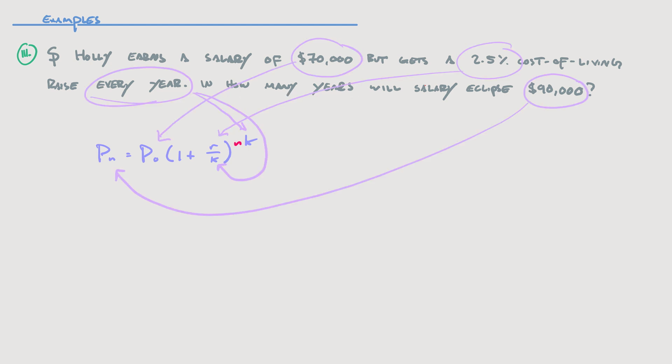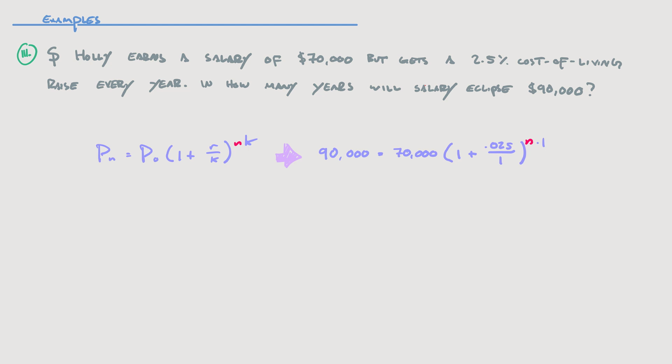So we plug in all of this stuff, and we get this. 90,000 is equal to 70,000 times 1 plus 0.025 over 1, because I didn't say how the APR was compounded, but she gets this raise every year. So we're going to say it's compounded annually. Actually, one of the reasons I like this question is because it's not related to a savings account. It's just based on salary. But you can still use the compound interest formula to figure out when you'd reach a salary of something, if you knew that you got scheduled raises every year or something like that.